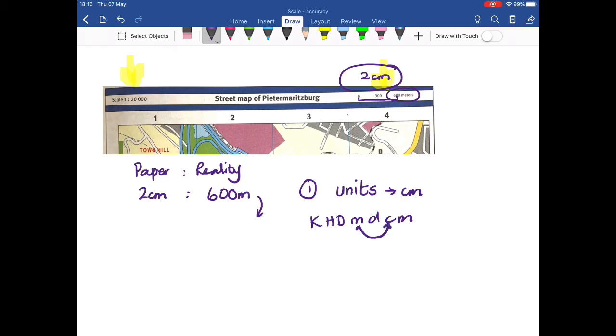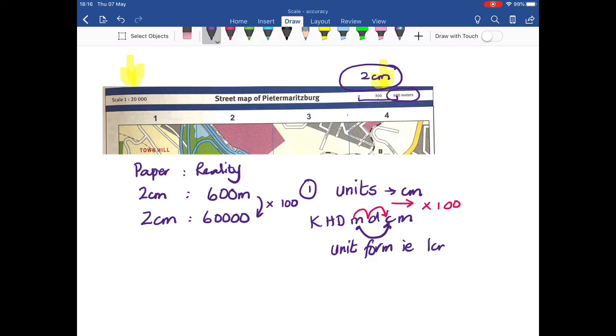So I am going to do 2 bunny hops. I'm going that way, so it's multiply, 2 bunny hops. I put a 1 in front. So now I'm going to say 2 centimeters. I'm going to multiply that by 100, and I will get 600 times my 100. So I will get 60,000.